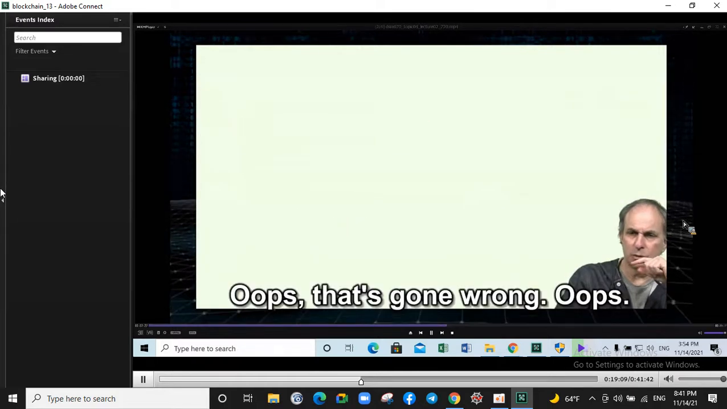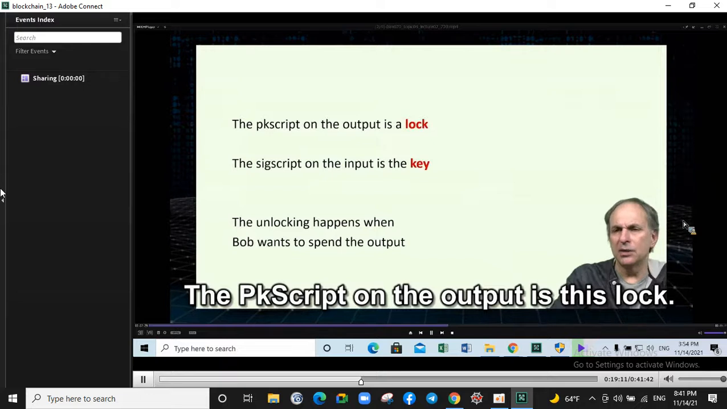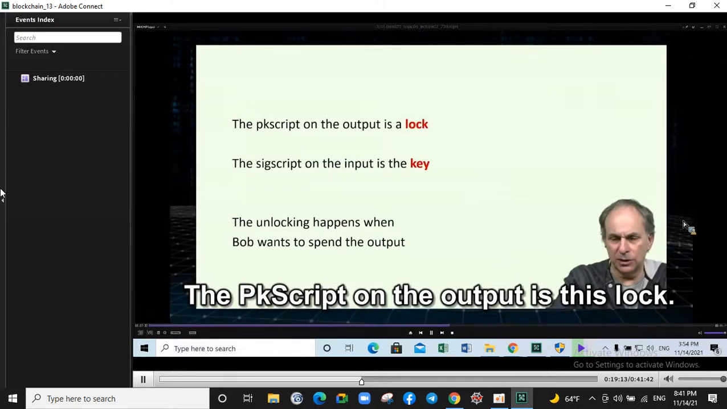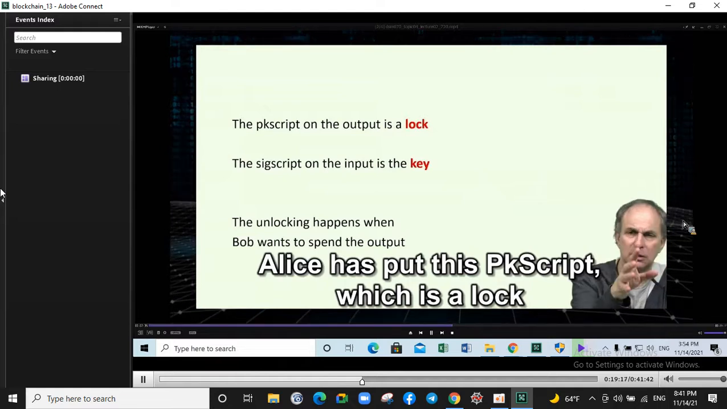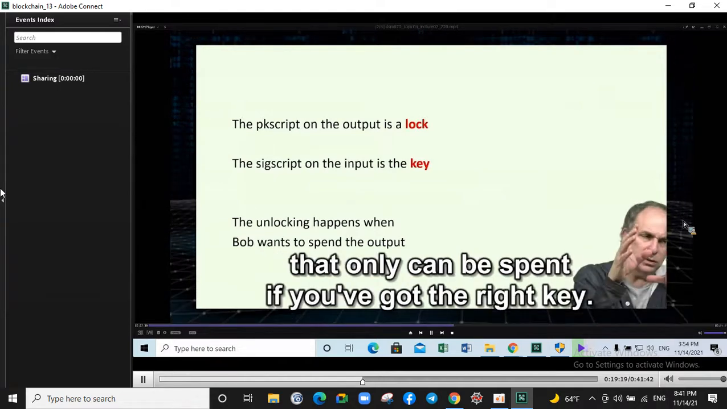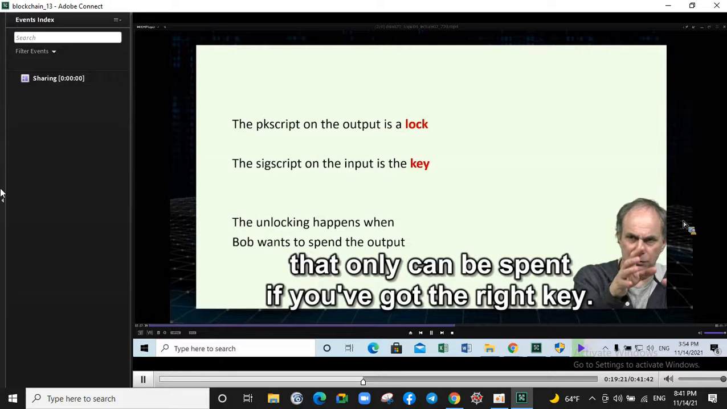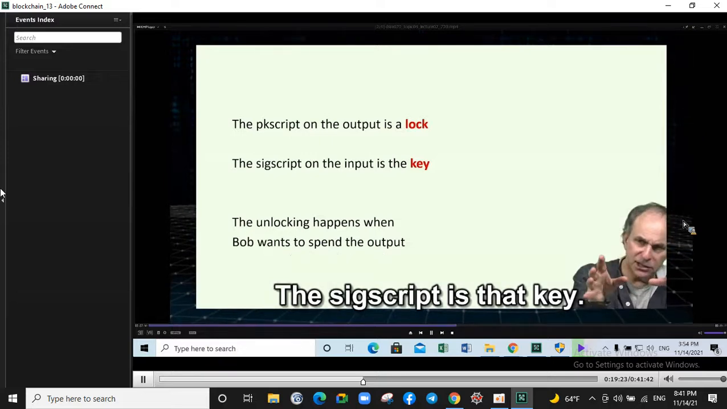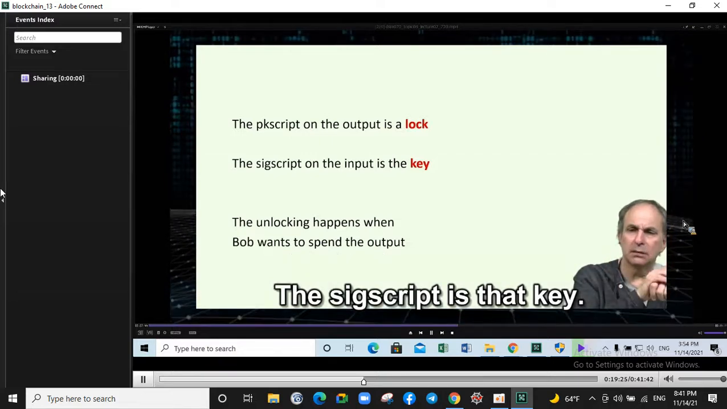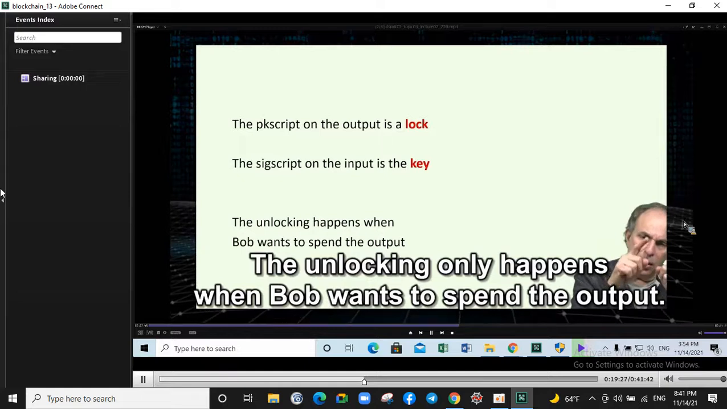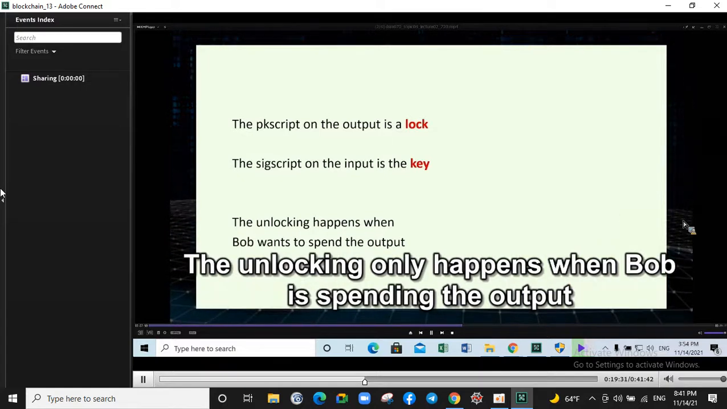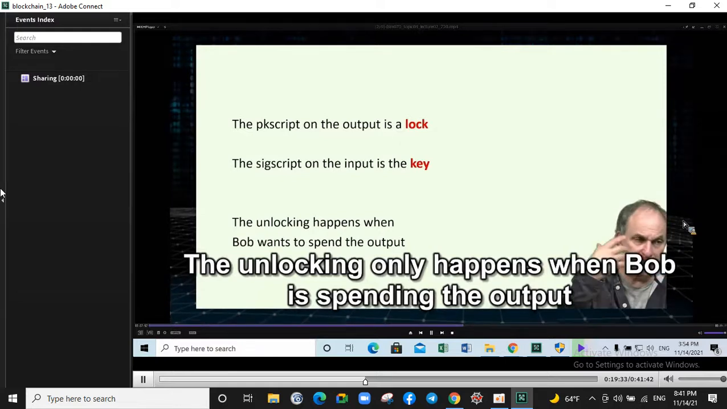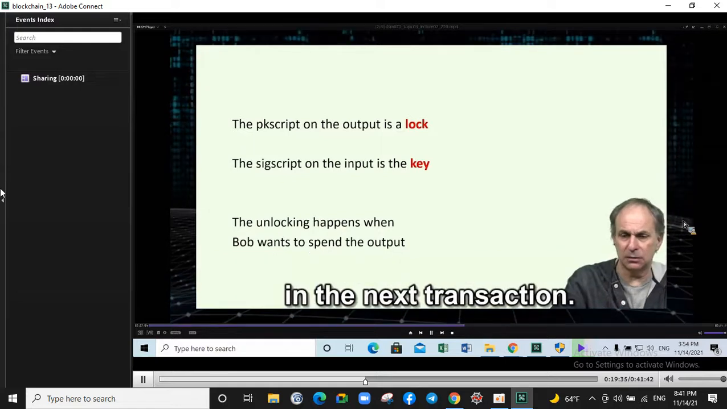Oops, that's kind of wrong. The PK script on the output is this lock. On Alice's output, there's a PK script, which is a lock that can only be spent if you've got the right key. The SIG script is that key. The unlocking only happens when Bob is spending the output in the next transaction.